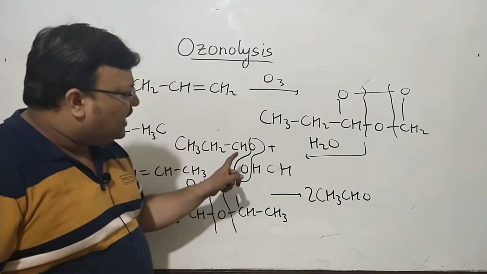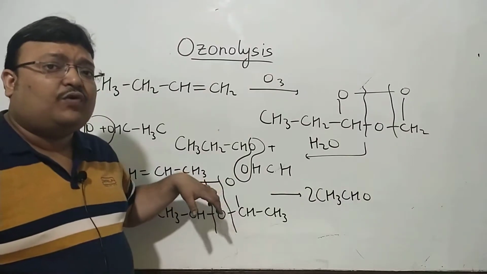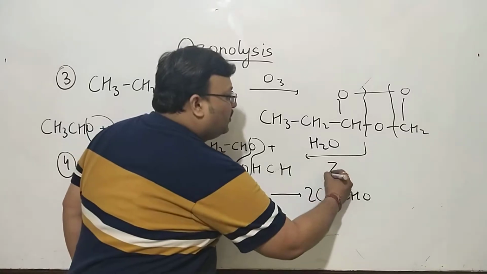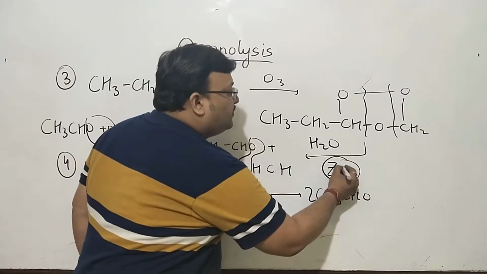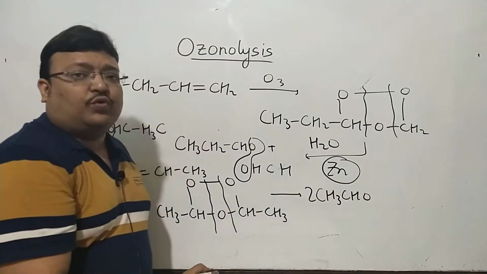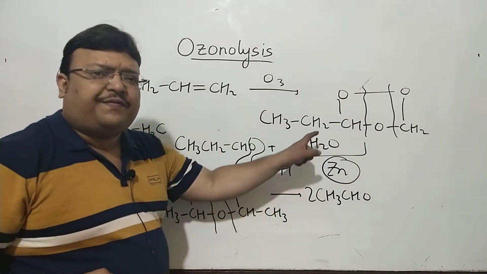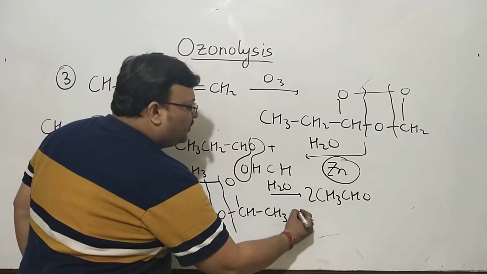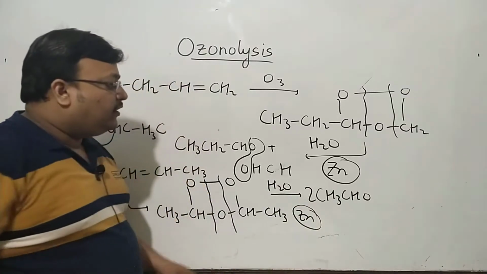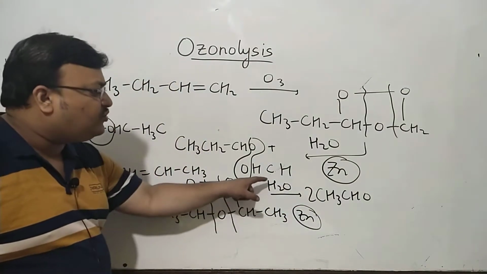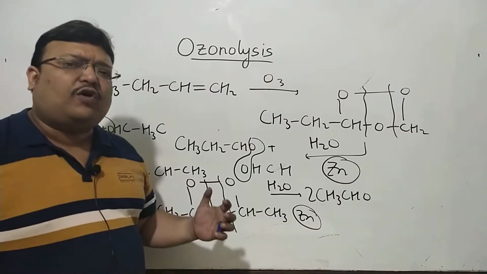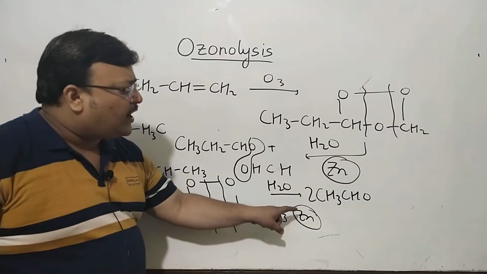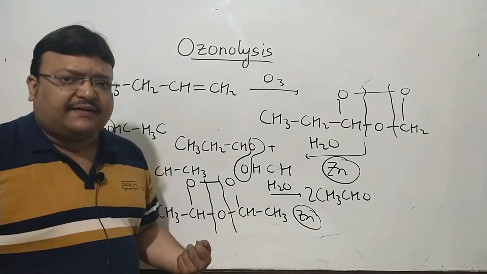If you want to get aldehydes, if you want to get a mixture of carbonyls, you will have to keep zinc around. Zinc will neutralize this oxygen and H2O2. You will want to keep zinc around. Zinc will neutralize this oxygen or H2O2 and prevent the oxidation of aldehyde to acid. So zinc is required to get aldehydes and not acids.